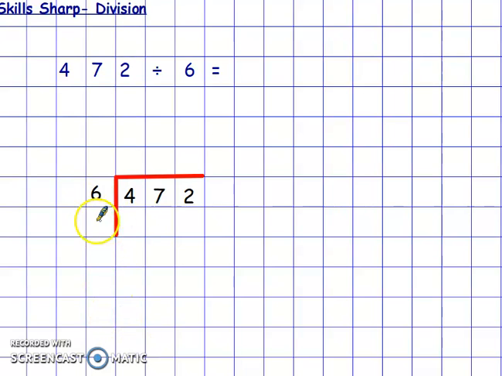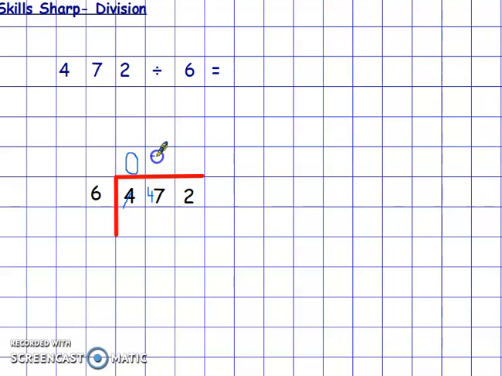So we start off with the number on the outside of the bus stop, and we say, how many 6s go into 4? We can't fit 6 in 4 because 4 is smaller than 6. So we put the 0 on top. Then we need to move this 4 over to the 7. Now we say, how many 6s go into 47? And we're going to count up in 6s to work that out. Count with me. 6, 12, 18, 24, 30, 36, 42.